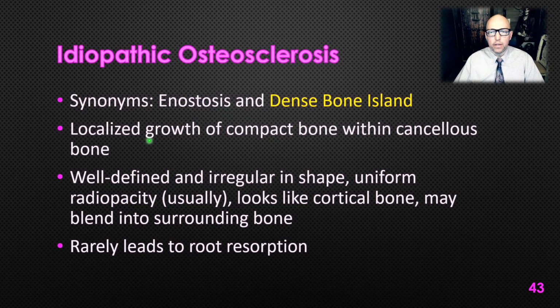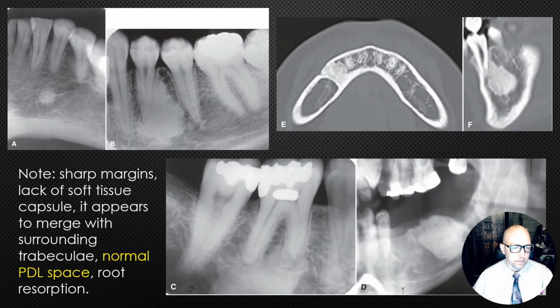So this is a very common thing. You'll see in quite a large percentage of your typical patients just enostoses, dense bone islands. Well defined, sometimes irregular in shape, as it kind of fills in the marrow space with compact bone. Called idiopathic because we are not really sure why this happens. It happens all over the body, not just in the oral cavity, but you'll see these a lot in the oral cavity. I have it in this lecture because you see it around the roots of teeth and you start thinking, okay, I need to distinguish this from a condensing osteitis.